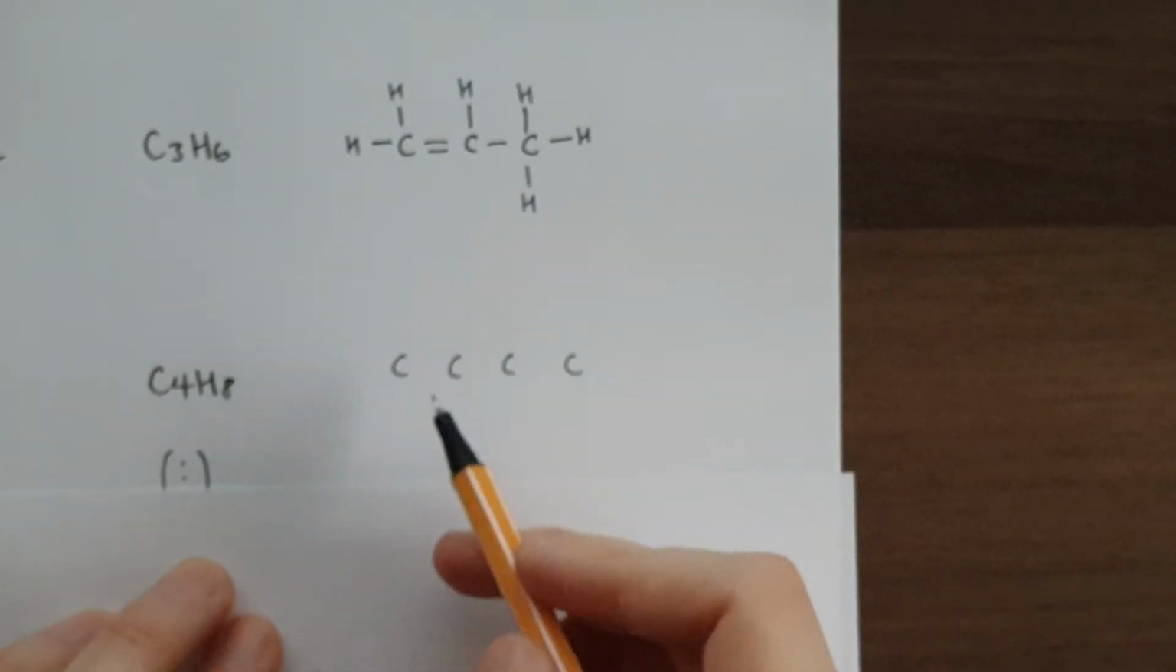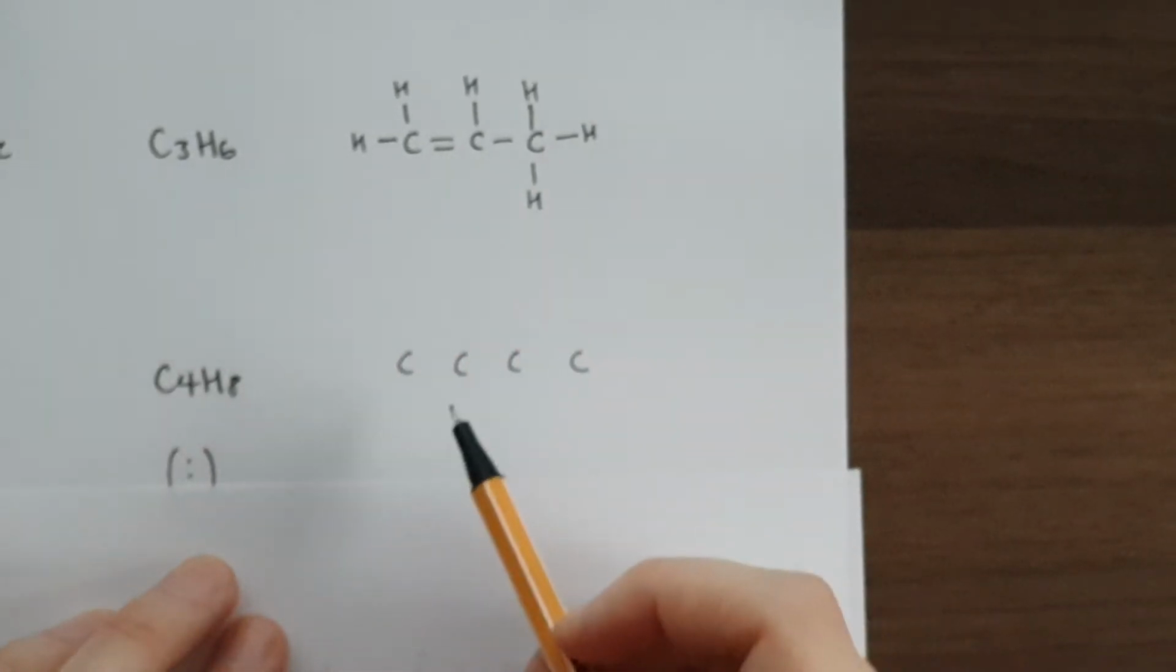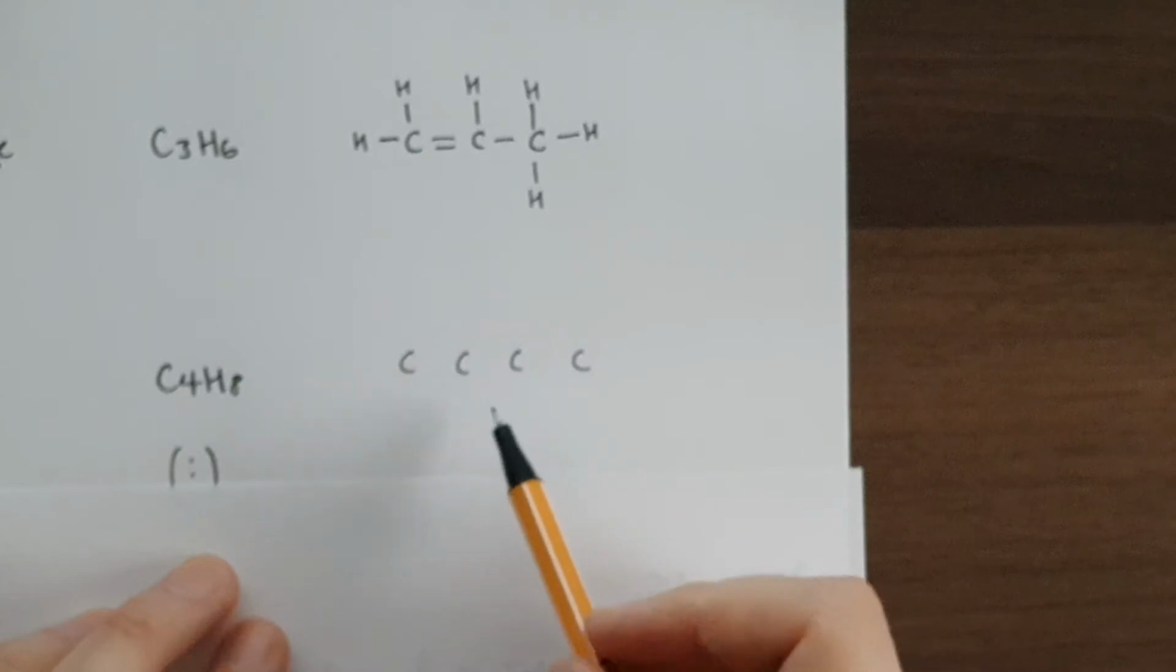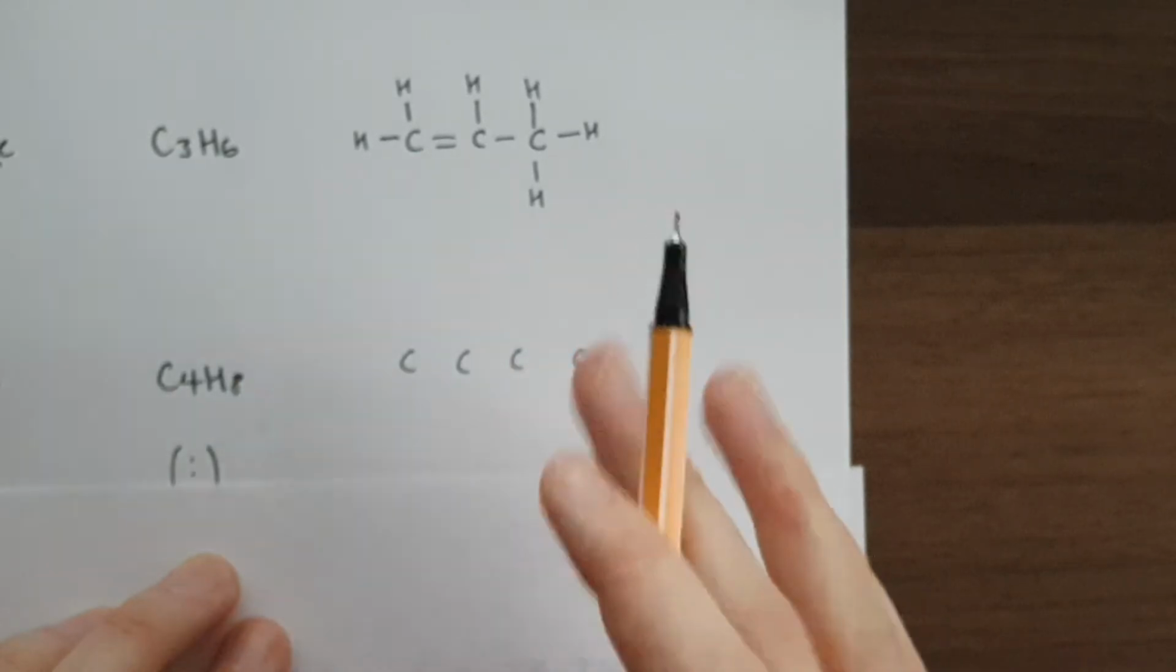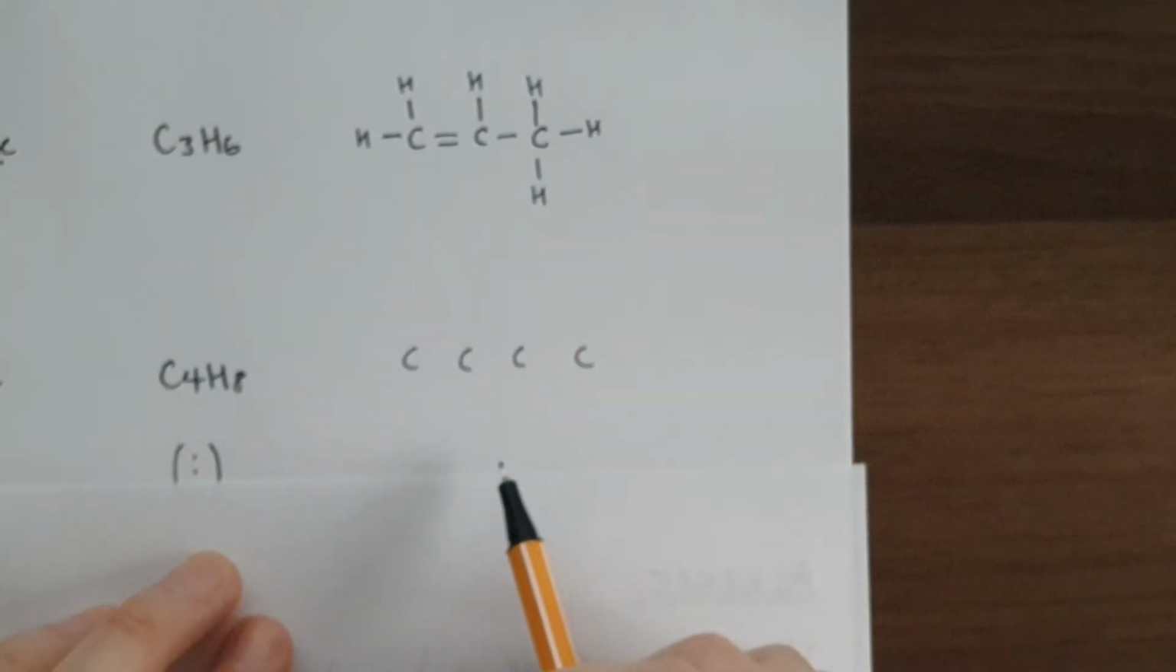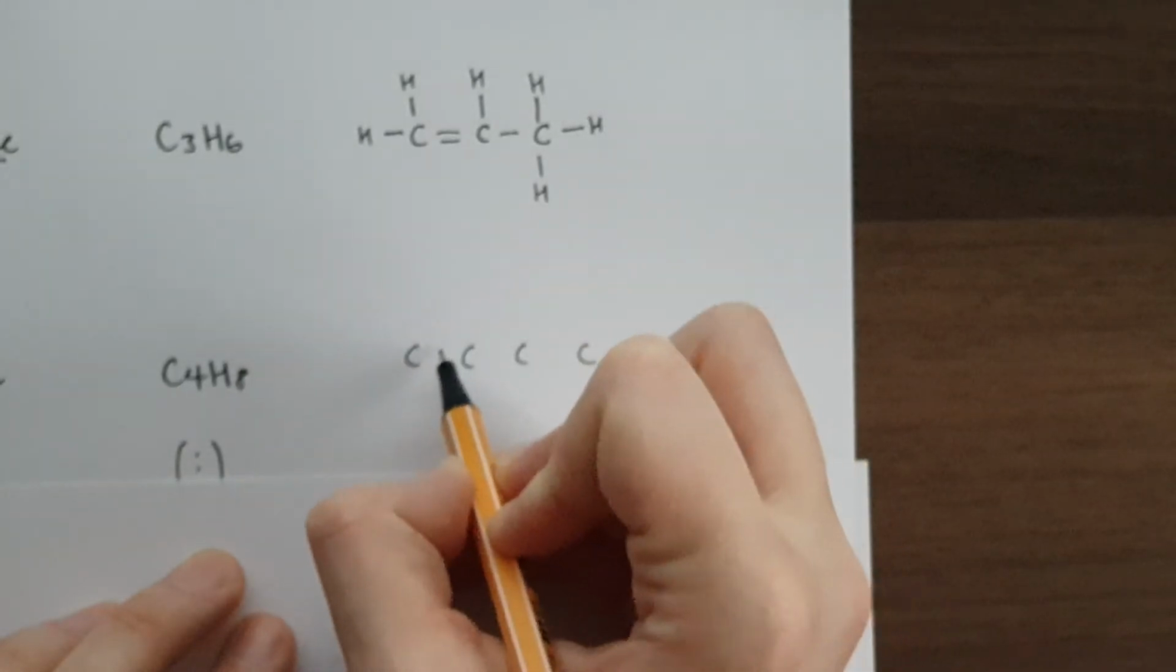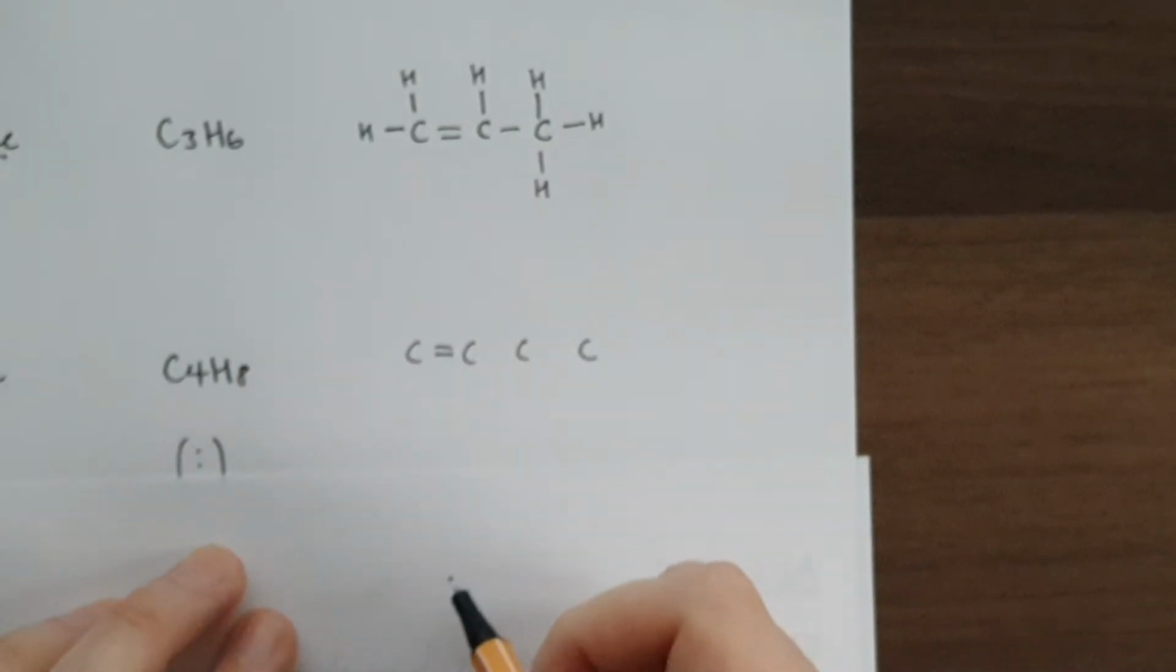And just as before, we need to make sure that we have at least 1 double bond. Does it matter where that double bond is in the chain at this point? Not for just now, but it will later on. So for just now, I'm just going to keep drawing the double bond at this left-hand side.